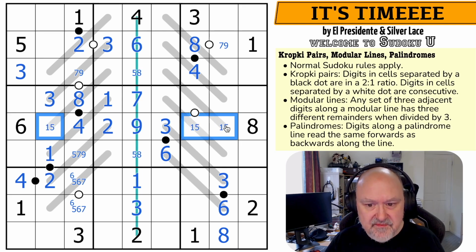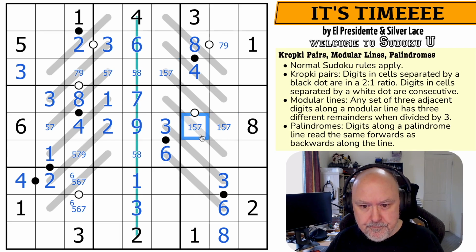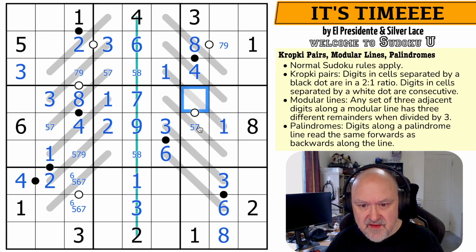I'm going to mark this triple. 1, 5, 7. So this is 1, 5, 7, but it can't be 1. So this reflects to be a 5, 7 up here. 1, 5, 7. So this is 1, 5, 7. This can't be a 1 either. So that's a 5, 7 pair. This is a 1. So this is a 1. 5, 7.